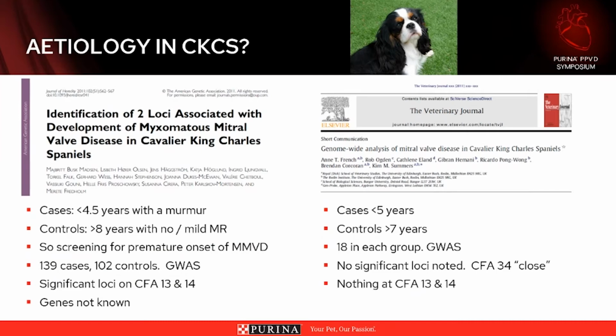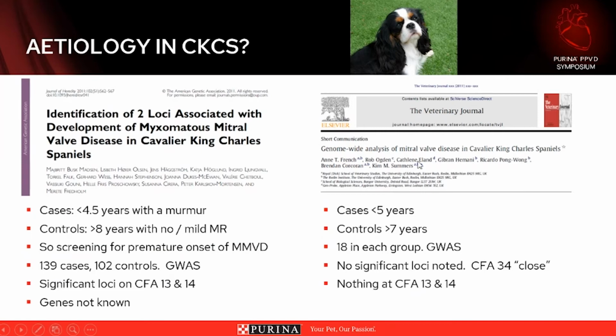And so the age of onset is believed to be inherited. But this was looking at unrelated dogs and comparing these two groups. So they had 139 cases with 102 controls, did a genome-wide association study, and identified significant loci on chromosomes 13 and 14, but there's still no known gene defects associated with that.